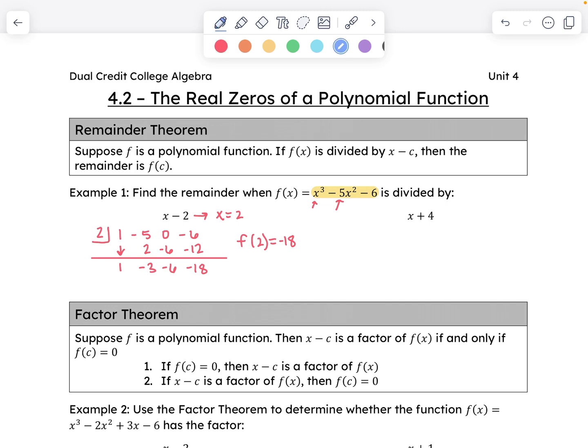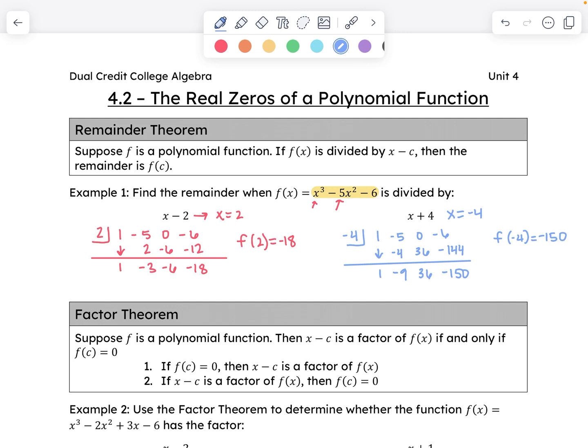Okay, let's check our next one. If we have x plus 4, that means that x equals negative 4. So I'm going to put negative 4 in the box. It's the same polynomial, so we have the same numbers listed out, 1, negative 5, 0, negative 6. So from here, I'm going to bring the 1 down. 1 times negative 4 is negative 4, so we get negative 9. Negative 9 times negative 4 gives me a 36. 36 plus 0 is 36. 36 times negative 4 is negative 144, and when I add them, I get negative 150. So f of negative 4 would be negative 150.